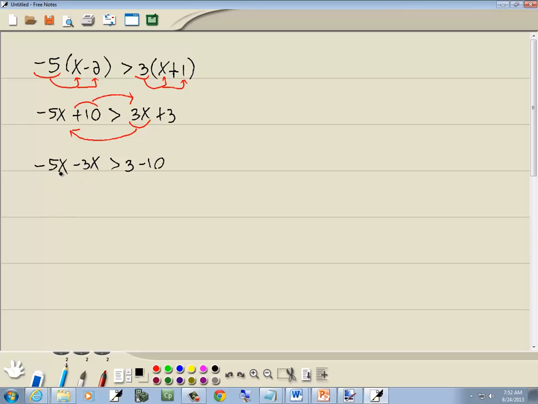Combine together like terms at any step. Like terms, same variable, the same power. Negative 5, negative 3 gives us negative 8x. And combine together numbers at any step. 3 minus 10 is negative 7.